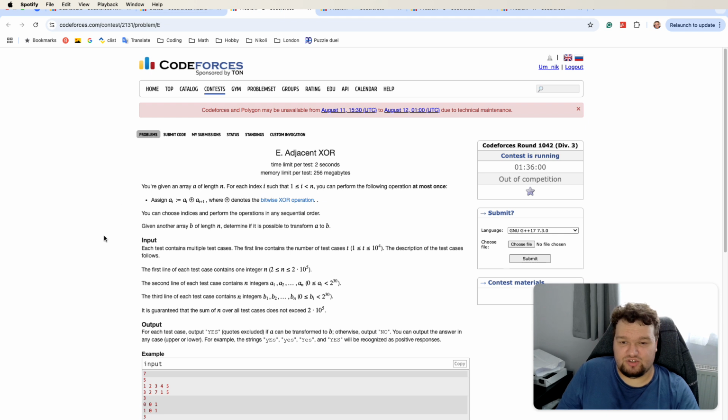Problem E, adjacent XOR. You are given an array of length n. For each index I such that it is not the last one, you can perform the following operation at most once: assign AI to be equal to AI XOR AI plus 1. You can choose indices and perform the operations in any sequential order. Given another array B of length n, determine if it is possible to transform A to B.